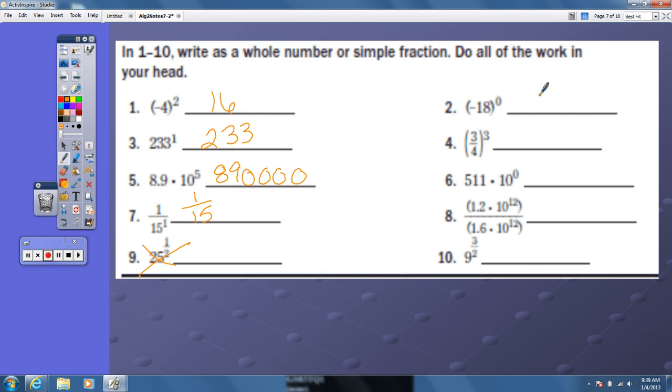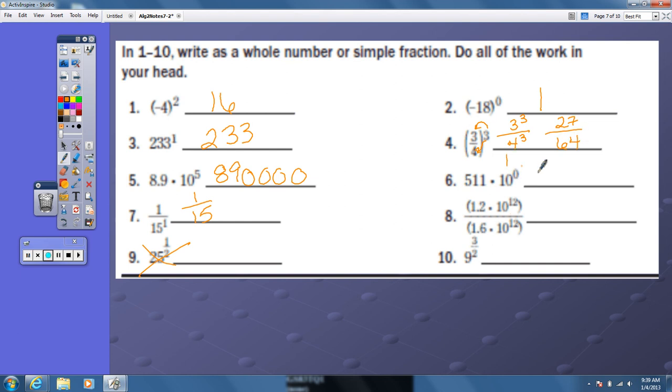Anything to the 0 power is 1. Here is a parenthesis and an exponent on the outside, so we will distribute the power here. This is 3 to the third over 4 to the third. It's 27, I think, over 64.